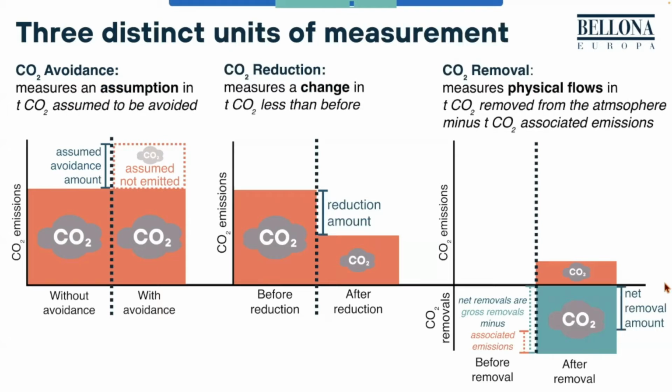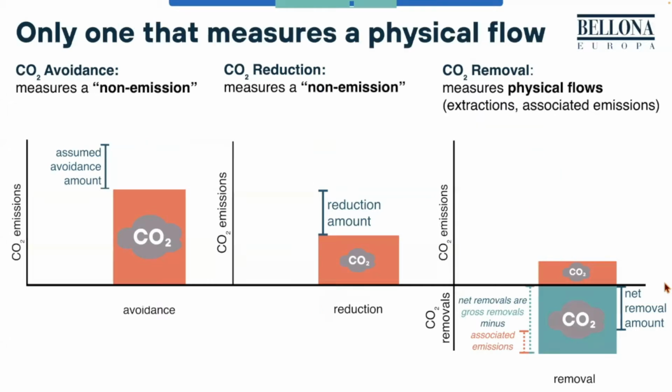These three types of actions actually have three different units of measurement. They all might seem like they're measured in tons of CO2 or tons of CO2 equivalent, but avoidance measures an assumption in terms of tons of carbon dioxide that were assumed to have been avoided than if you had made a different choice of action. CO2 reduction measures a change in tons of CO2 less than a historical baseline. And CO2 removal measures the physical flow of CO2 being removed from the atmosphere minus the tons of CO2 or CO2 equivalent of associated emissions.